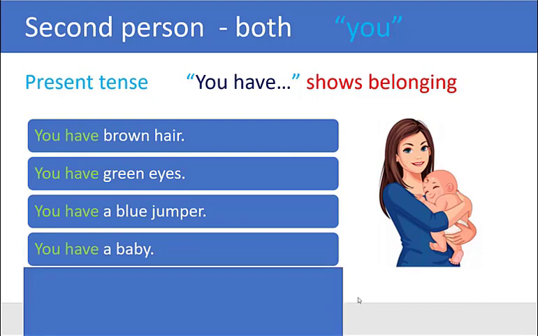So just like we saw in the other sentences, these are things that she possesses. These are things she has. So I would say, you have, and then whatever it is that she possesses.